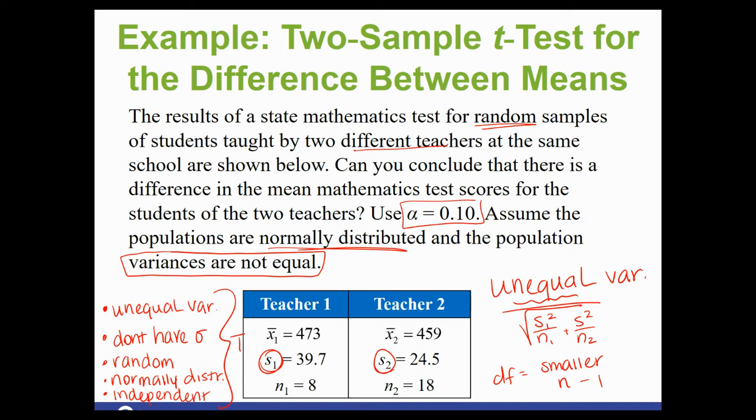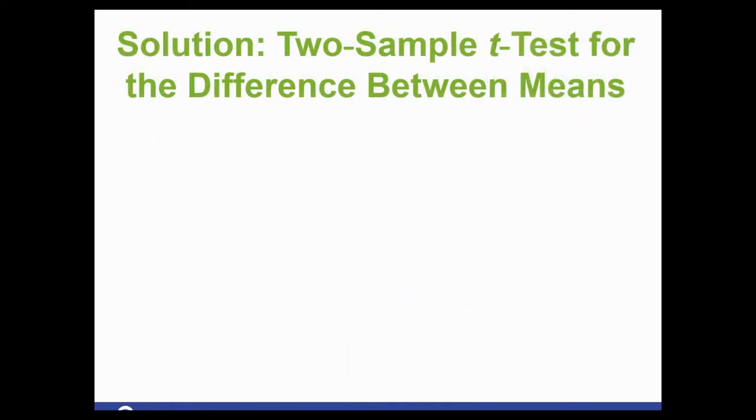So it does say, can you conclude that there is a difference in the mean mathematic test scores for the students of the two teachers? Difference is implying you're not equals. So that's the symbol that is our claim. So let's write that out. H0, HA, we are comparing two different means. And it does ask for a difference, so that's our not equals. That goes in HA. The complement would be our equal sign. And our level of significance is 0.10.